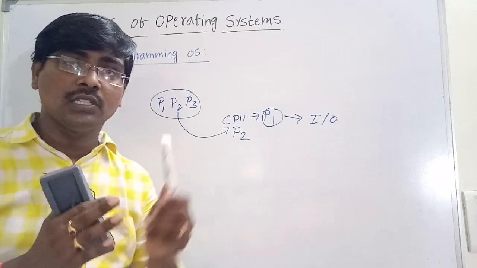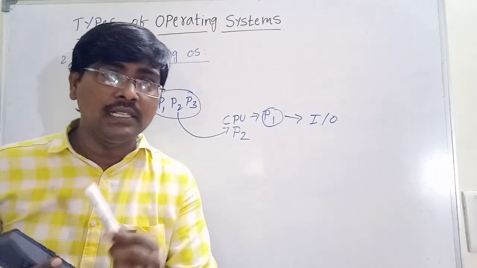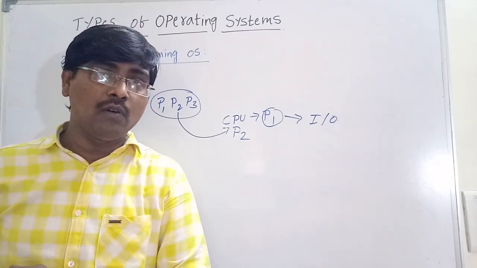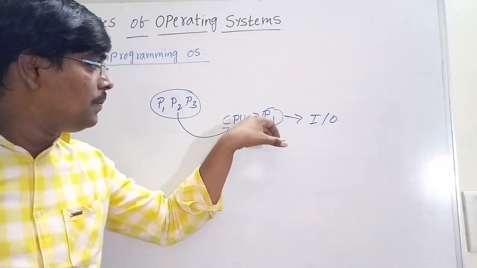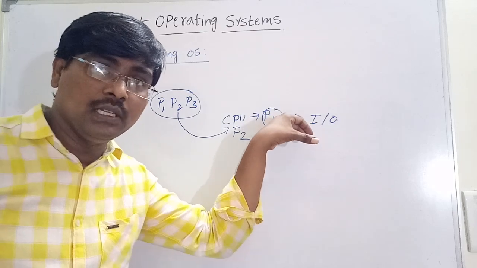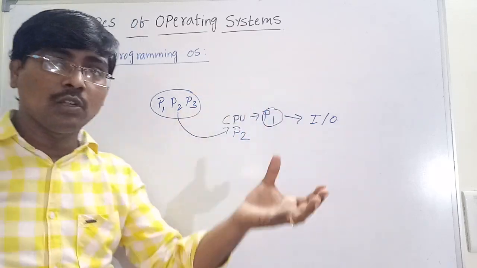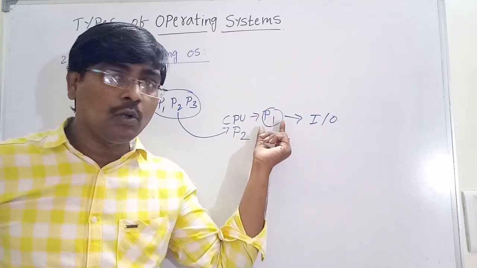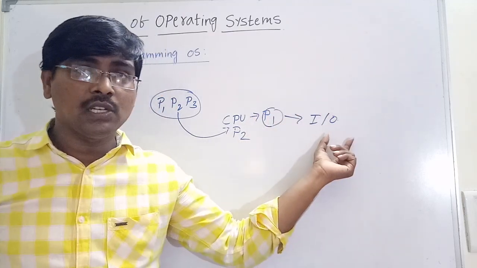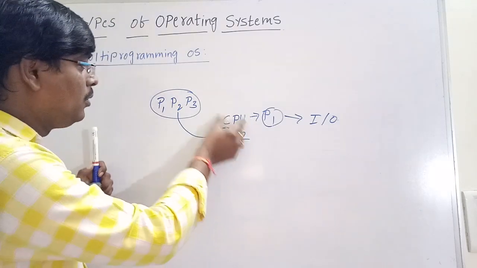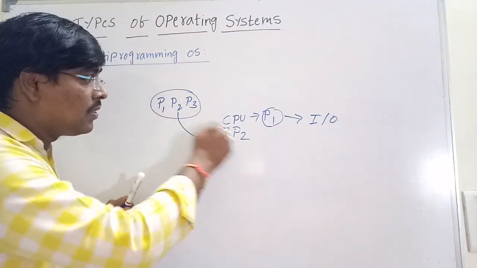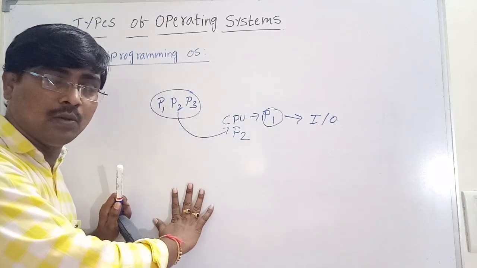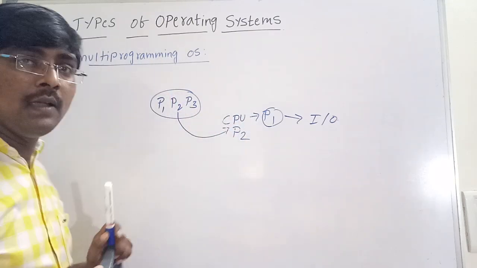We have 2 operations. One is CPU operations, second one is IO operations. Suppose the keyboard, mouse, printer, etc. all are IO operations. We are allocating the CPU to one process. Suppose during execution, if a process needs an IO operation, then we are allocating the CPU to another process. That is, multiple number of programs are executed by a single CPU. This is a multiprogramming operating system.